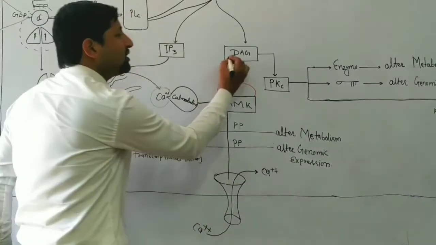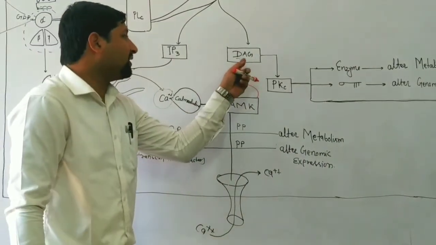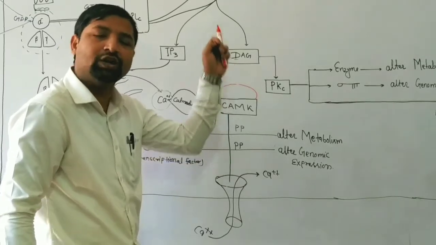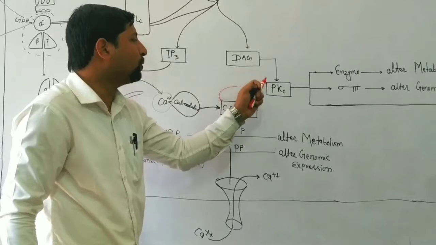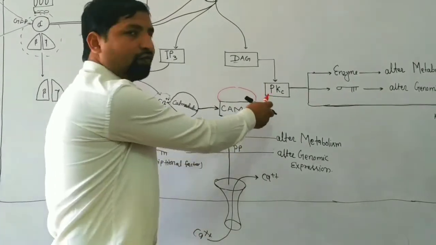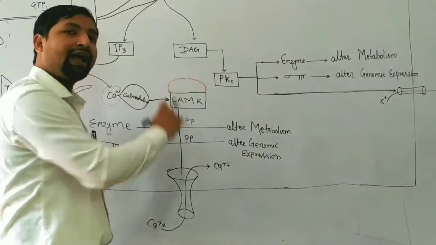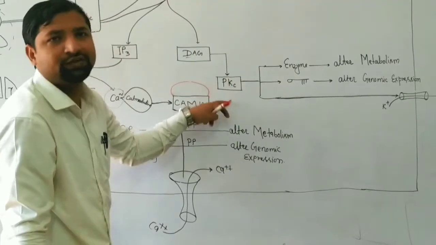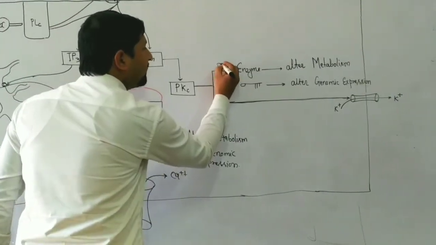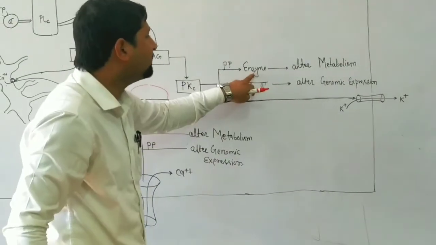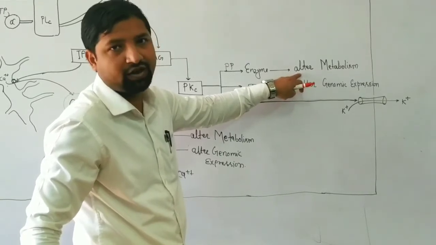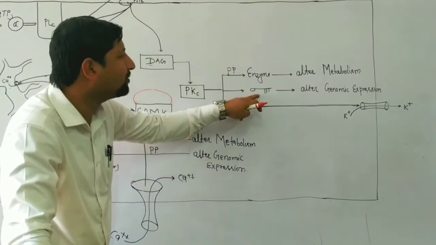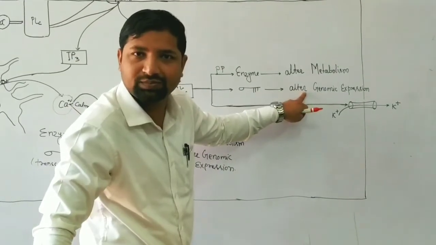Now another part of this system is the DAG. What will the DAG do? So diacylglycerol is the other secondary messenger of the IP3-DAG pathway or GQ system. Diacylglycerol will stimulate the phosphokinase C enzyme, which is again responsible for the phosphorylation of the enzyme, and after the phosphorylation, the enzyme will alter the metabolism. This phosphokinase is also responsible for the phosphorylation of the transcriptional factor, and this is responsible for the alteration of the genomic expression.